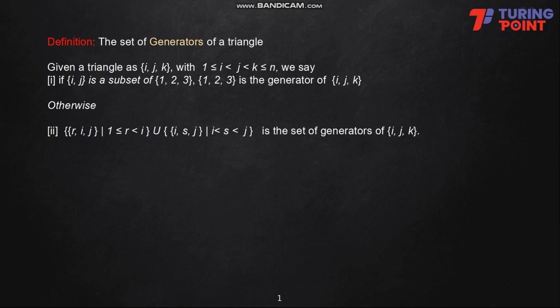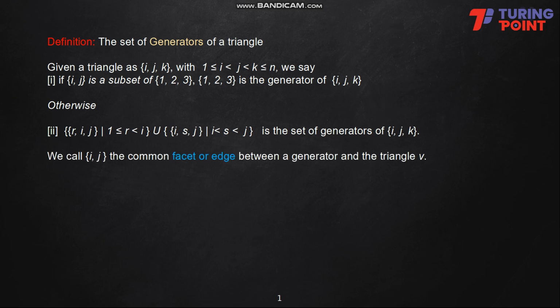Otherwise, that is, if ij is not a subset of 1, 2, 3, then all triangles of the form rsi, where r is less than i and greater than or equal to 1, and s is between i and j, that is, s is greater than i and less than j, together form the set of generators of ijk.